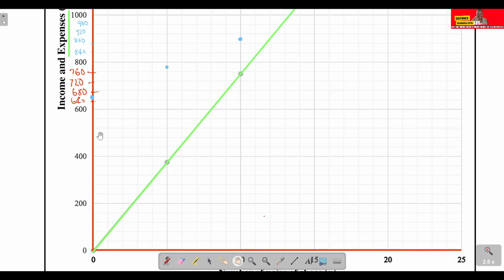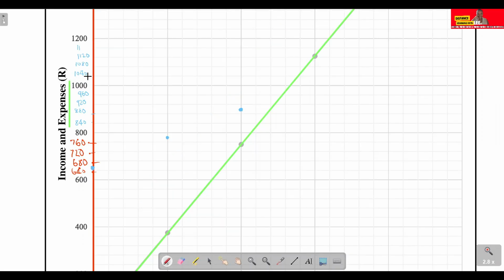Let us plot the next point. Our x coordinate is 15. That is our 15. So this is 1040, 1080, 1120, 1160, when you go up in 40s. So we want to plot 15, so it's 5, 10, 15, and your y is 1025.